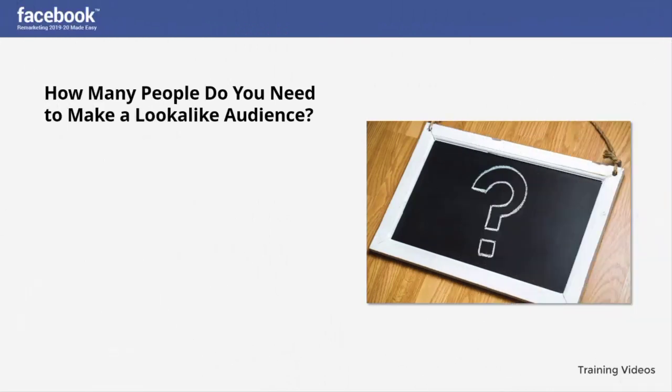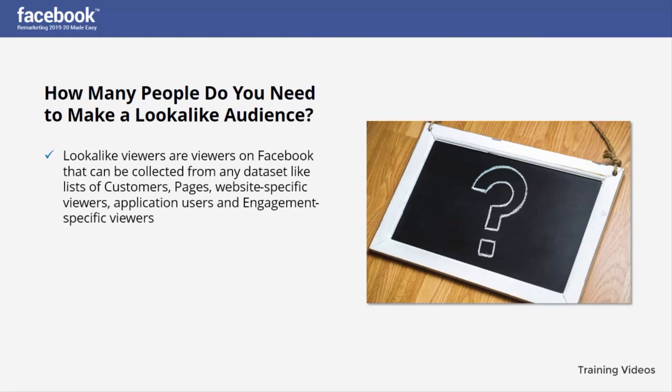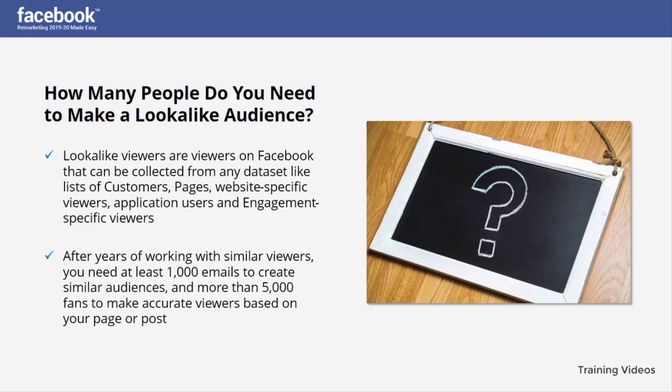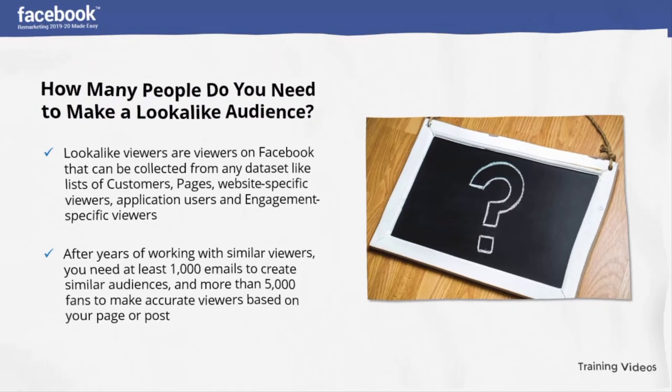How many people do you need to make a lookalike audience? Lookalike audiences are audiences on Facebook that can be collected from any dataset, like lists of customers, pages, website-specific audiences, application users, and engagement-specific audiences. At a minimum, you need 100 users to be able to create similar audiences from many datasets. You need at least 1,000 emails to create similar audiences, and more than 5,000 fans to make accurate audiences based on your page or post.